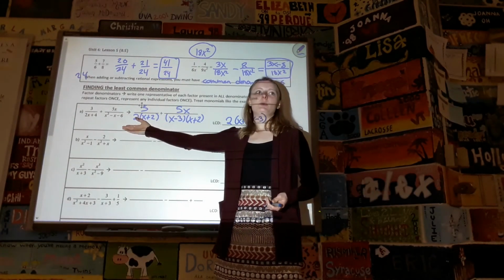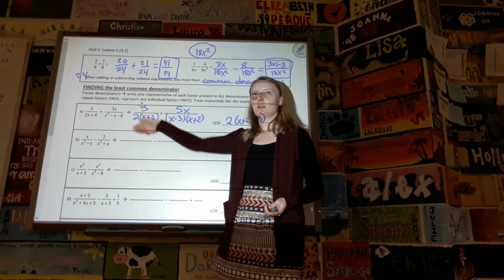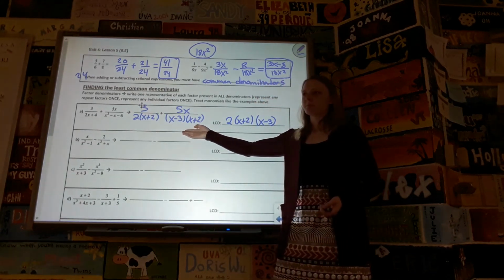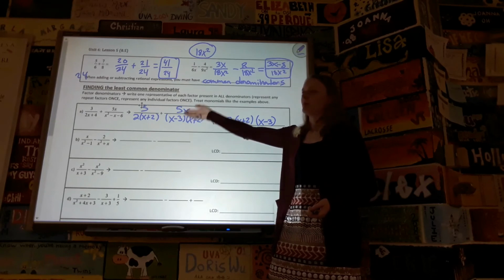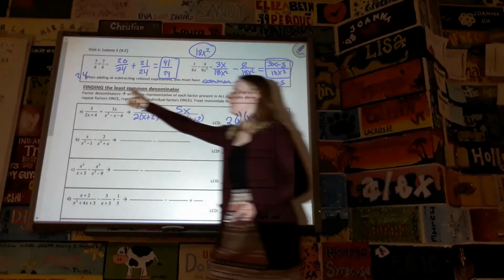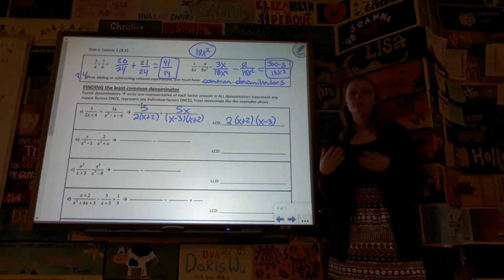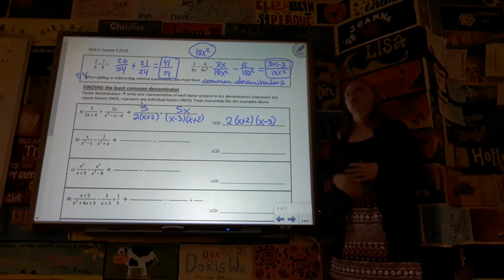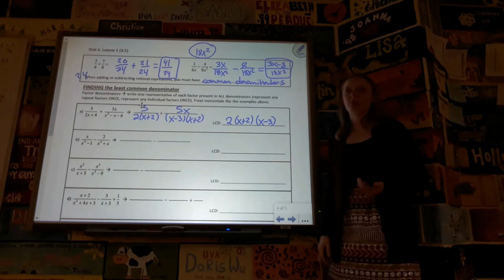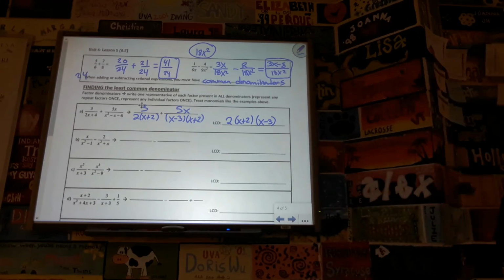X minus 3. So what would I do? Multiply top and bottom by x minus 3. And then what is this one missing? The 2. So I'd multiply top and bottom by 2. So it's the same process as what we were doing here. We identified what the common denominator was, and then we multiplied top and bottom by what was missing to get that common denominator. So that's what we'll see on the next page when we actually do a couple of examples. But for now, we're just practicing finding the common denominator. All right, next one.